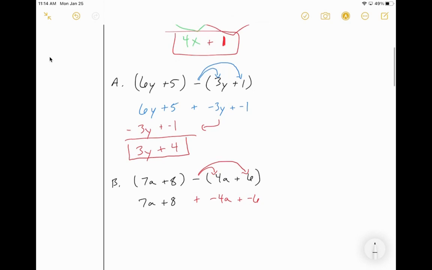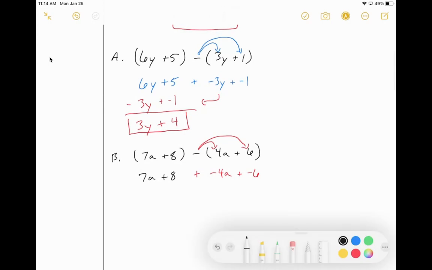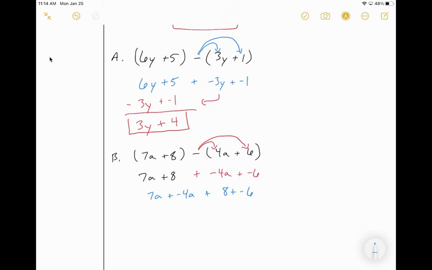And now we can do the work. Now we can rewrite it. Okay, so here we go. Check it out. I'm going to do the rewrite method this time. I'm going to say, okay, 7a plus a negative 4a plus 8 plus a negative 6. All right, so 7a and negative 4a does not make 11a. That makes 3a. And then 8 plus negative 6 makes a positive 2. And that's your final answer.